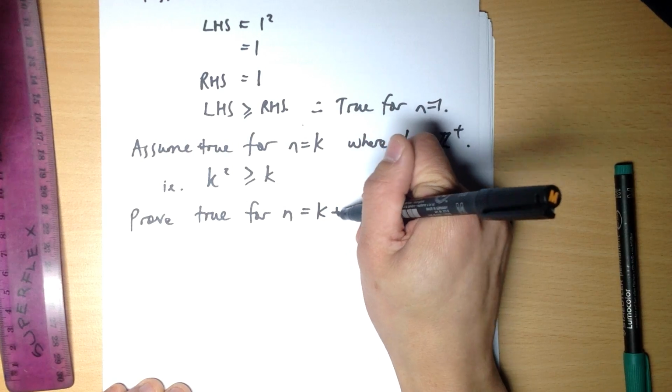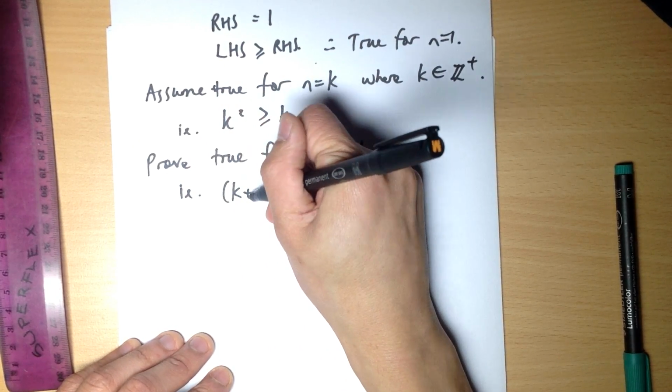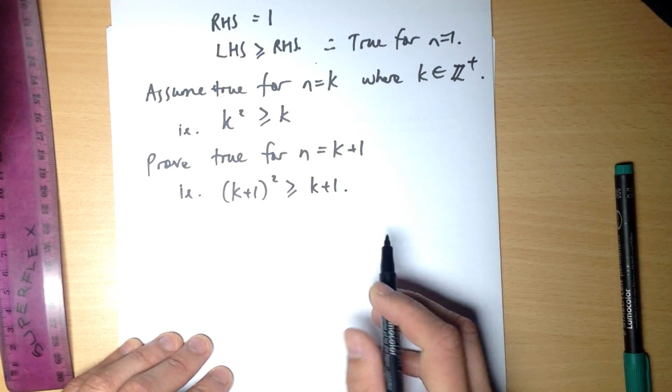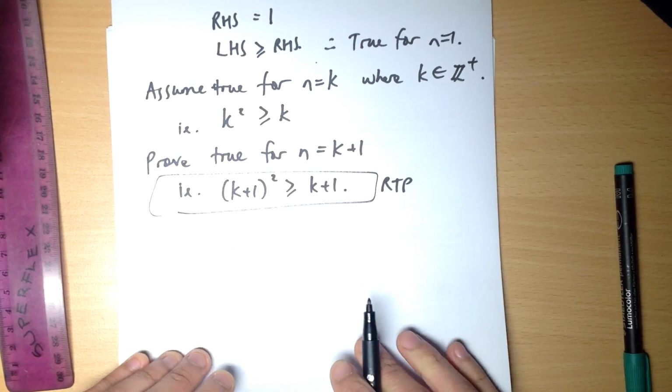Now on the basis of that assumption, what I want to do is prove that it's true for the next allowable value, namely k plus 1. What happens when you substitute all that in? This is what you're going to have. So this here, this is what I'm required to prove.